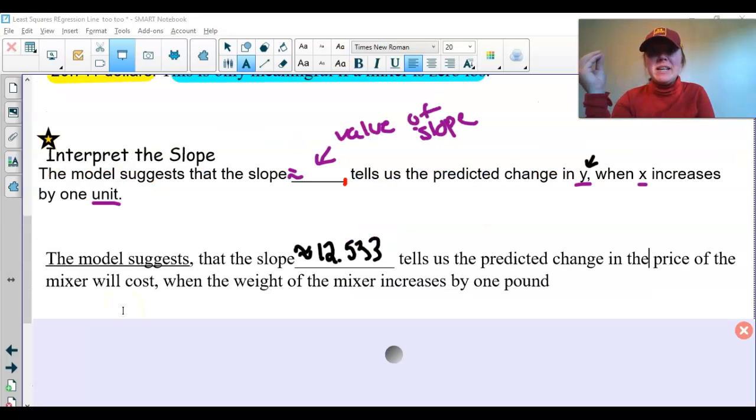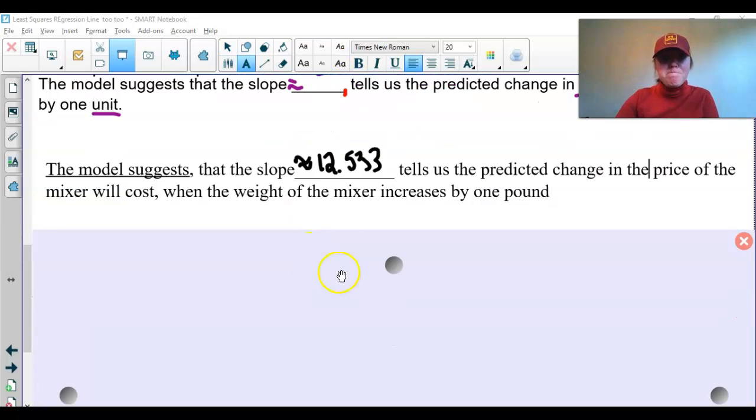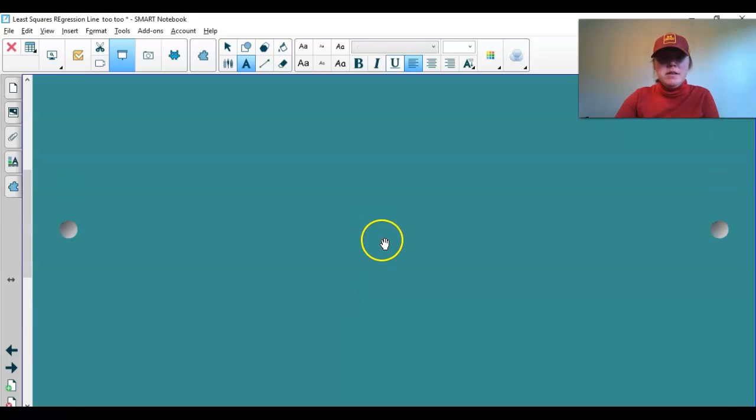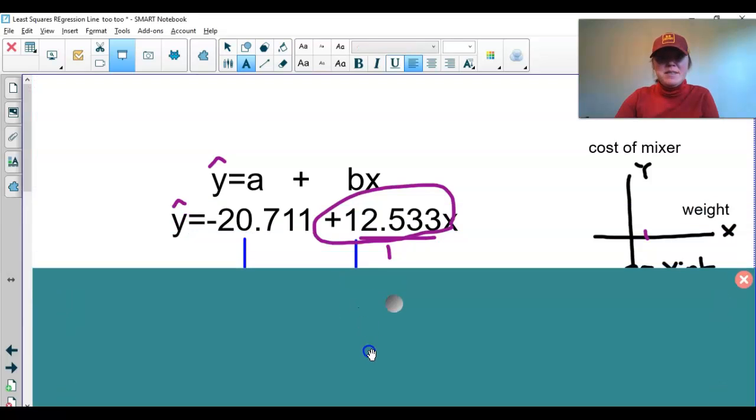Okay, so now let's do it in context of what we're talking about, okay? Oh, yikes. Sorry, guys. What was I doing there?